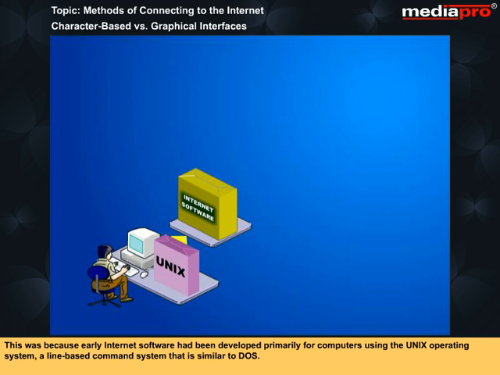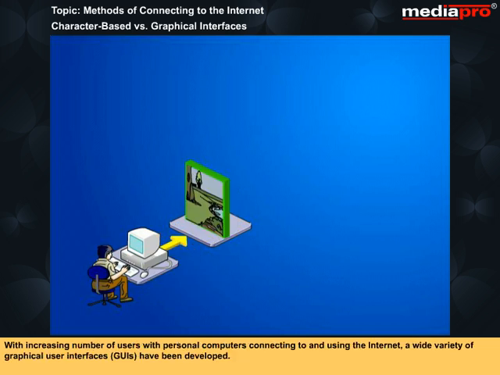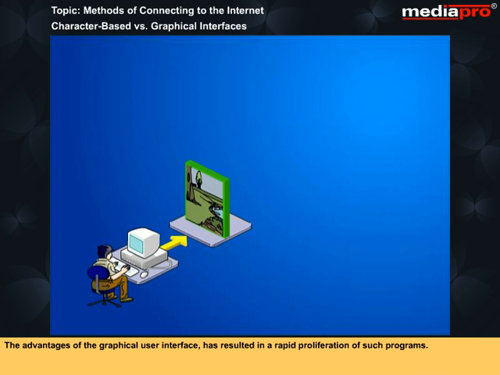This is because earlier internet software had been developed primarily for computers using the Unix operating system, a line-based command system that is similar to DOS. With an increasing number of users with personal computers connecting to and using the internet, a wide variety of graphical user interfaces, GUIs, have been developed. The advantages of the graphical user interface have resulted in a rapid proliferation of such programs.